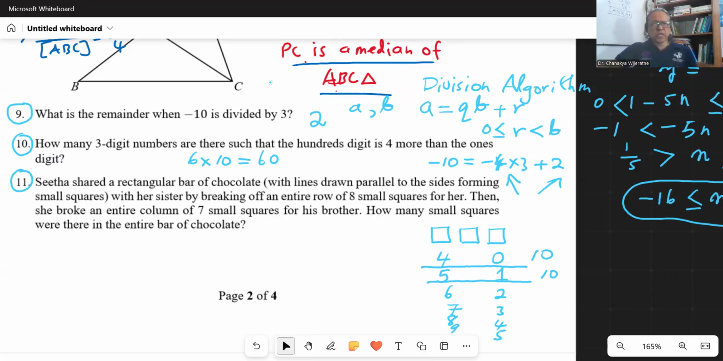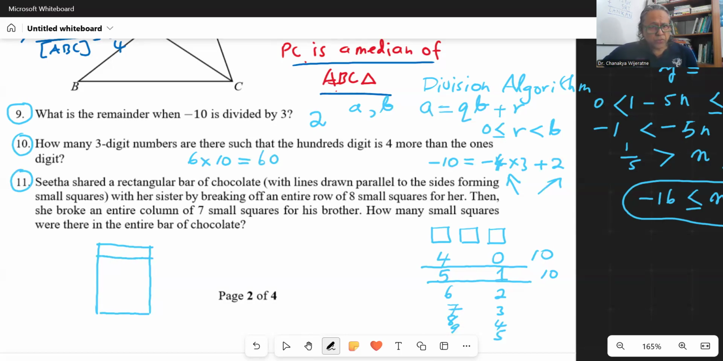Number 11. Sita shared a rectangular bar of chocolate with lines drawn parallel to the sides, forming small squares, and that's how chocolate bars are, with her sister by breaking off an entire row of 8 small squares for her. So let's draw a figure. Drawing the figure is always helpful when you can.